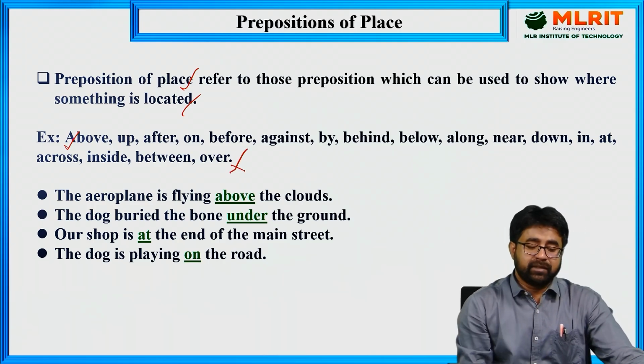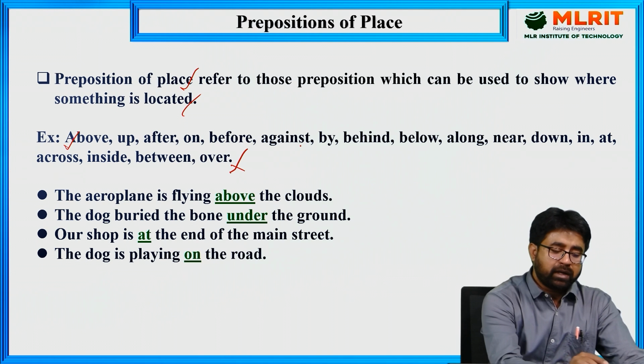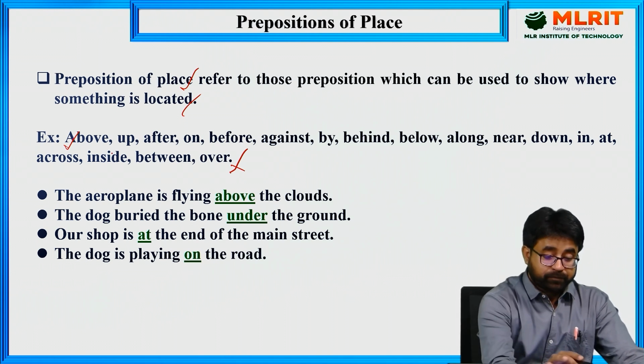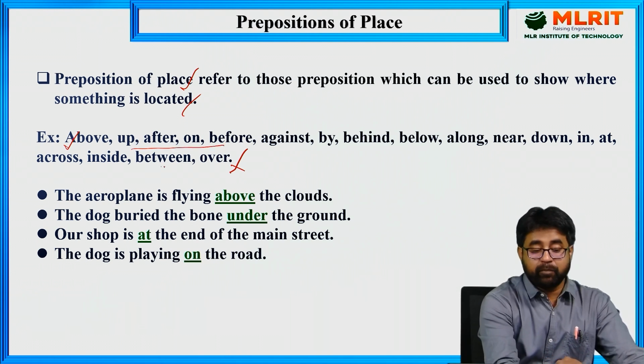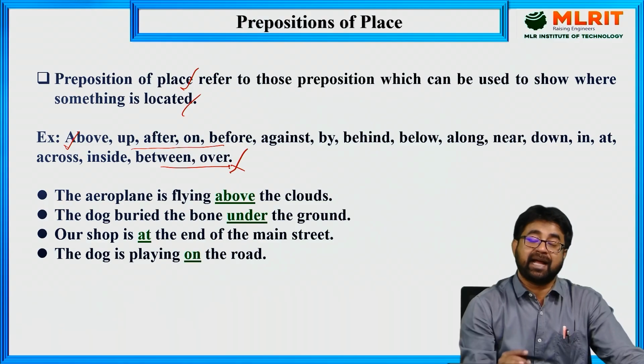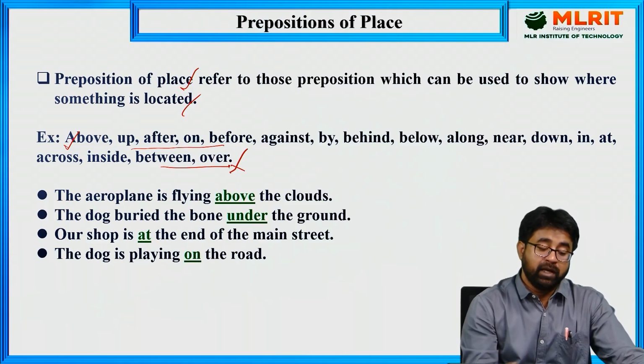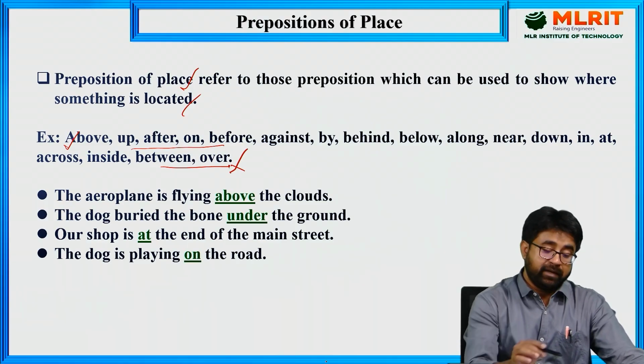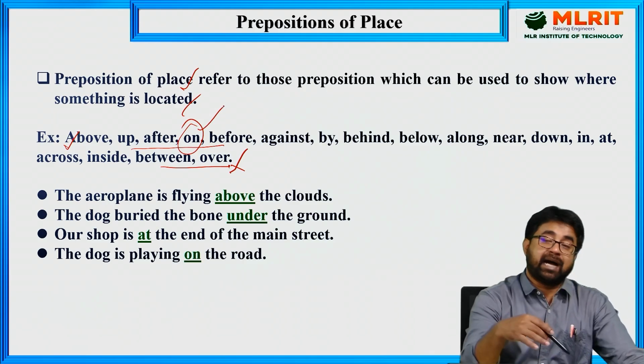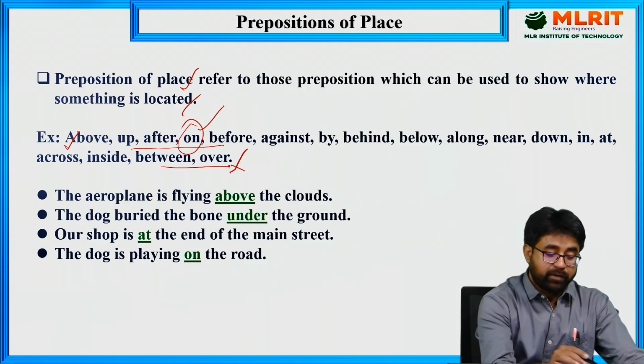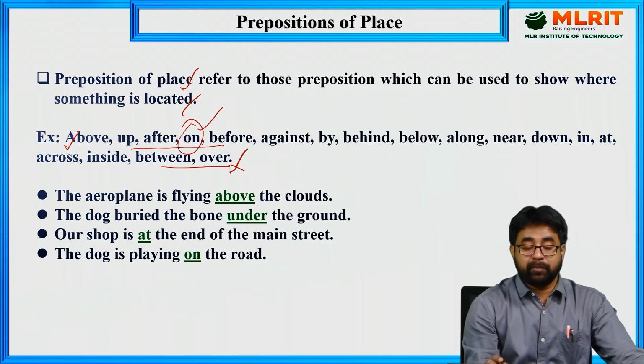These prepositions are not fixed examples of only prepositions of place. They can be used in an overlapping manner. The same preposition can be used as another type of preposition also, which you will get to know. So let's see the prepositions of place.